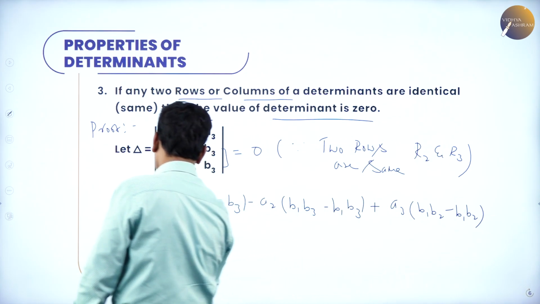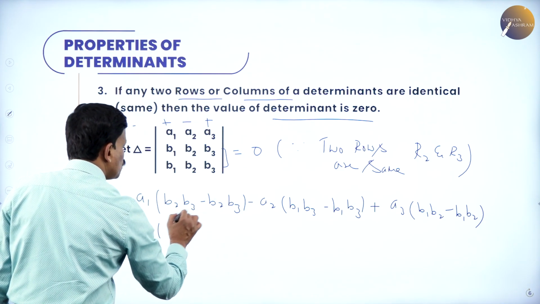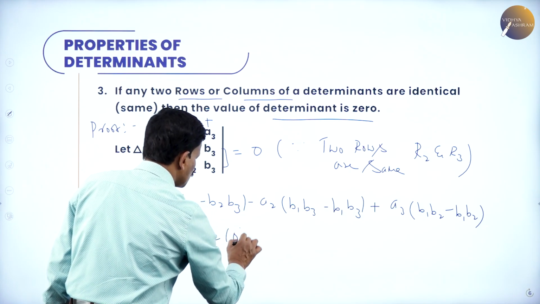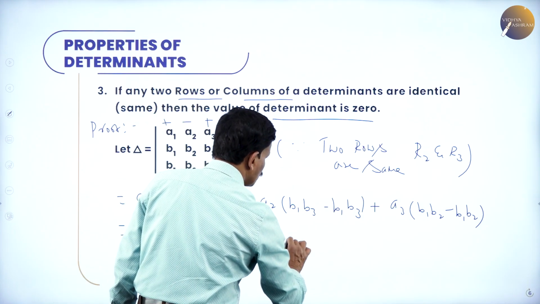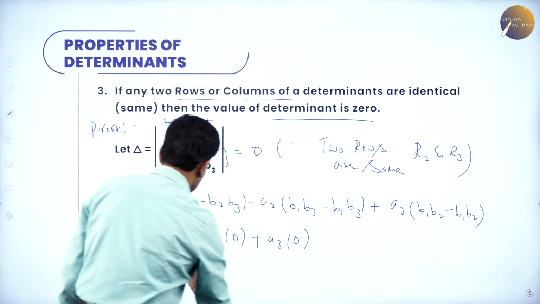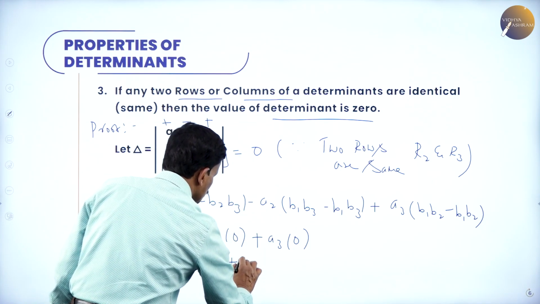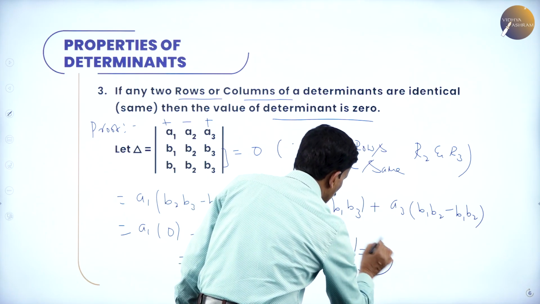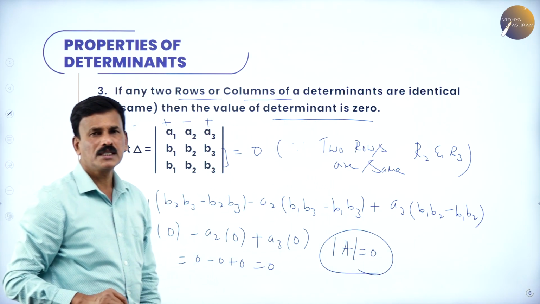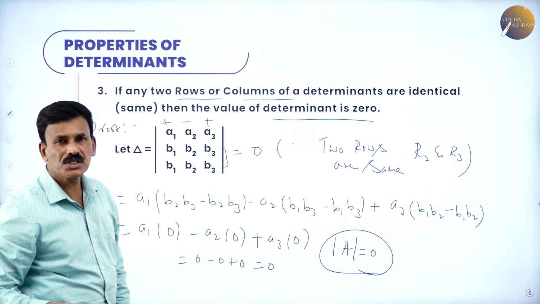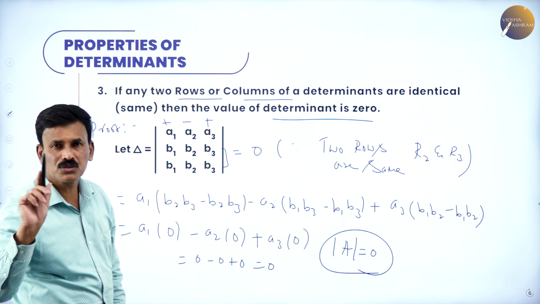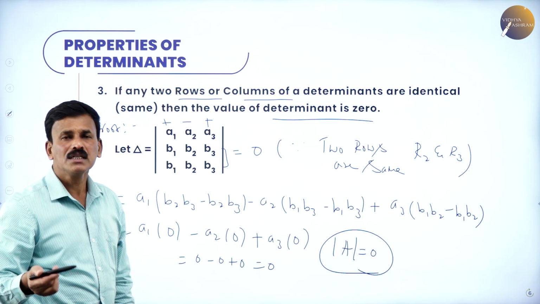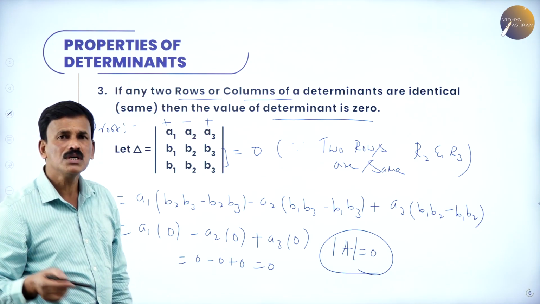What you will get? This is equal to A1 into B2 B3, this is 0, A2 into B1 B3, B1 B3 0, plus A3 into these two gets cancelled, 0. So this is 0 minus 0 plus 0 is equal to 0. So therefore the value of determinant is 0. That means the value of a determinant is equal to 0 whenever its 2 rows or 2 columns are same. If 2 rows or 2 columns are identical, then the value of a determinant is equal to 0.